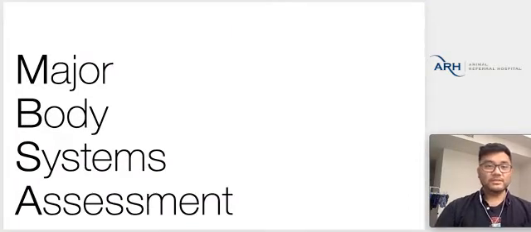So the major body systems assessment is what's taught at the emergency room at University of Melbourne. It's a rapid assessment of function of the major body systems, which focuses that triage and where to do the initial stabilization. It's kind of like that primary survey that we use. Now, it's not completely diagnostic and not a complete physical exam.